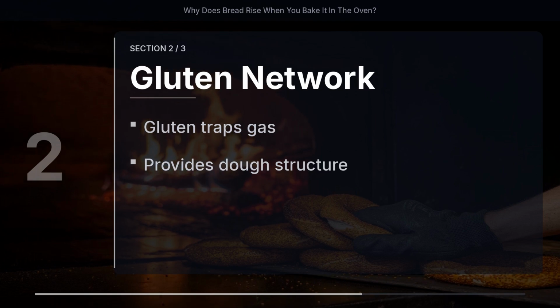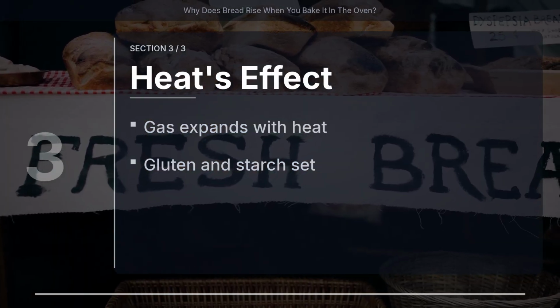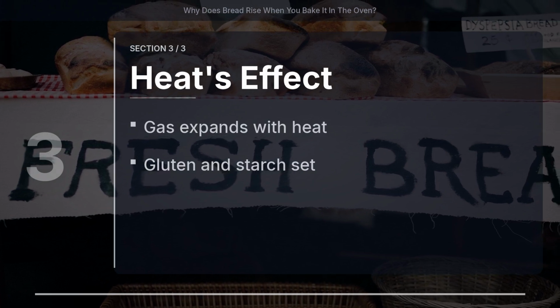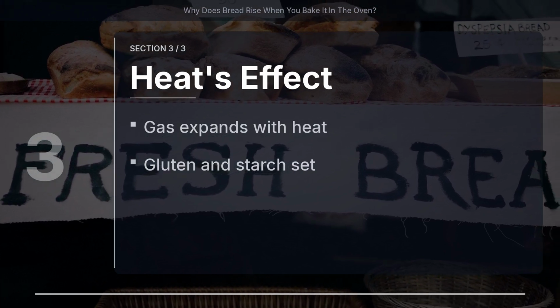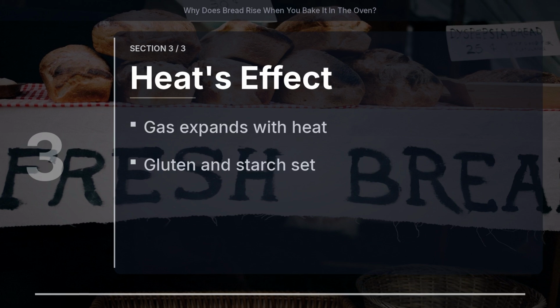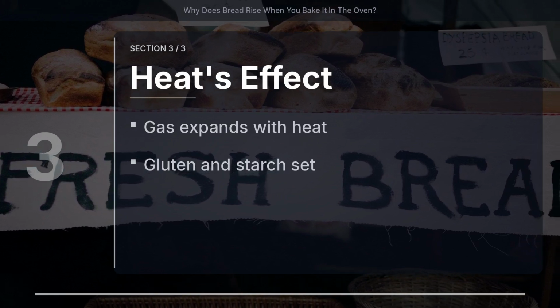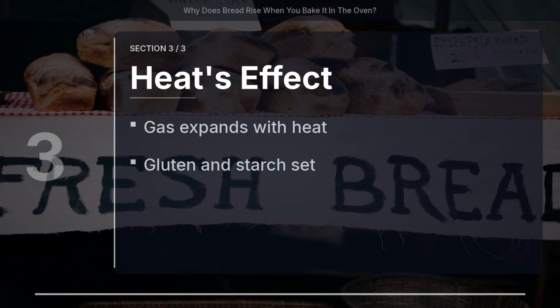When you put the dough in the oven, heat causes the trapped gas bubbles to expand rapidly. Yeast becomes more active until the temperature gets too high and kills it. Meanwhile, heat solidifies the gluten and starches, setting the bread's final shape as it bakes.